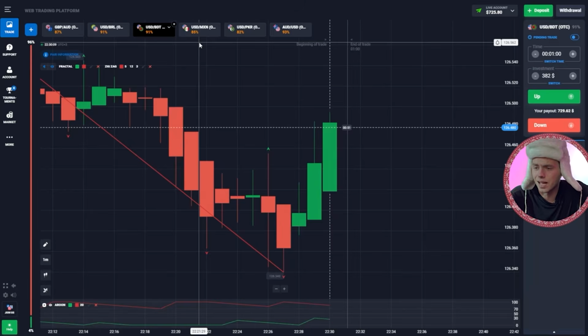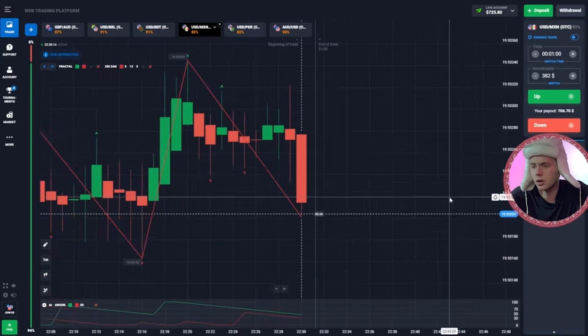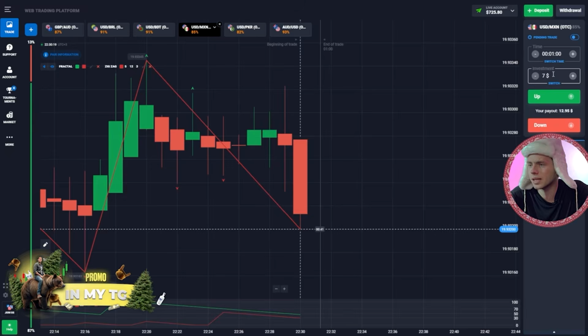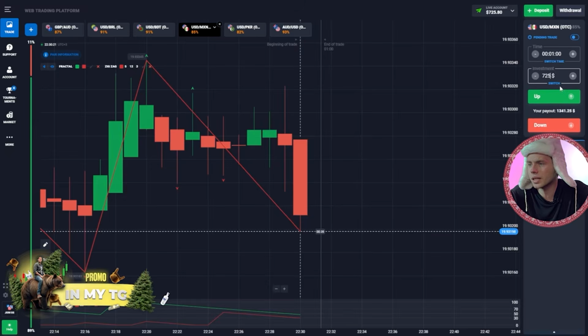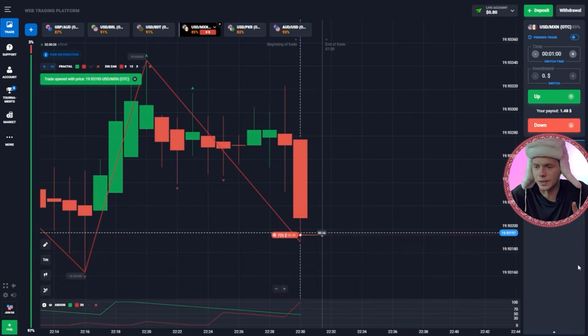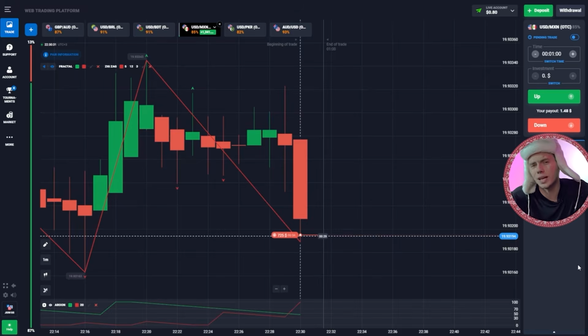Alright guys, here is another trading pair. Let's take a look at what's happening over here right now. Interesting. Let's set up the amount first. 725, okay. Right now I'm opening a sell trade over here, guys. If you take a look at the Aroon, it is very good.